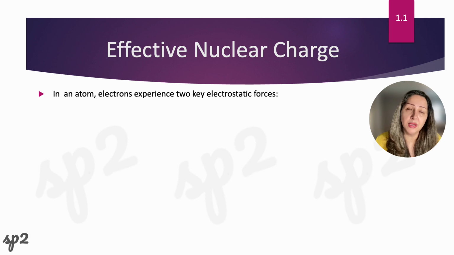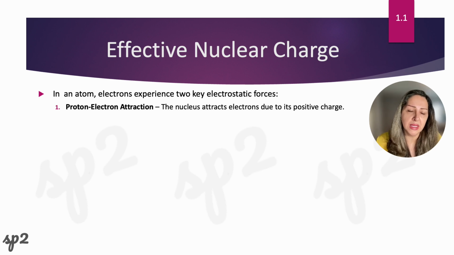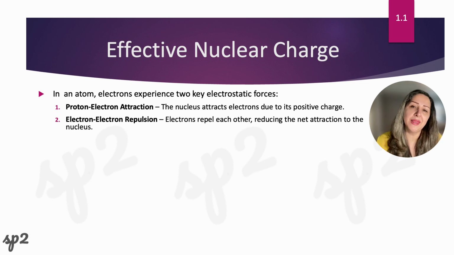Okay, so start by thinking about what we have in an atom in terms of the particles, right? We have our electrons, we have the protons. So we know that the electrons are going to experience two key electrostatic forces. The first one is the proton-electron attraction, which is the positive charge of the proton in our nucleus attracting the electrons because they are negatively charged, right? And then I have the electron-electron repulsion. They're going to repel each other, which is going to reduce the net attraction of the nucleus.